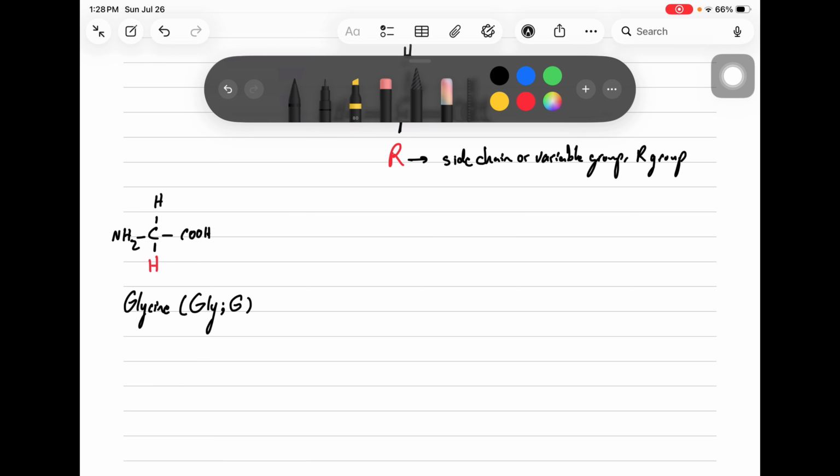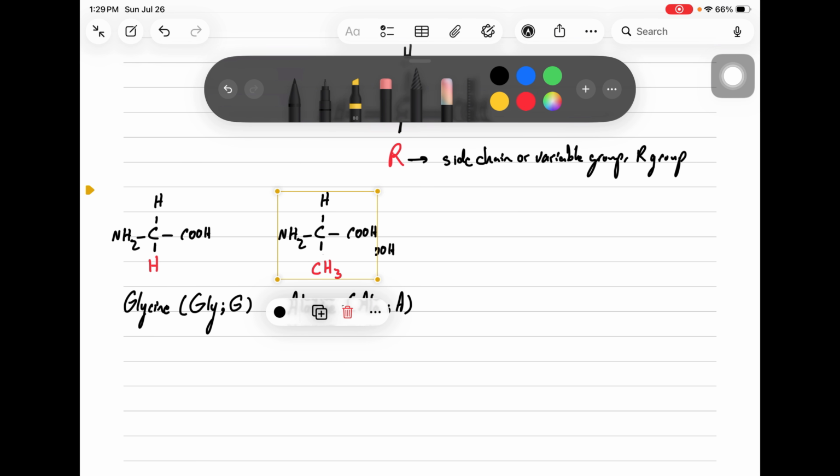Now let's move on to the next nonpolar amino acid that we have here. As we said, all amino acids have the exact same structure. The only thing that differs is your side chain. So we're going to have the same exact structure here. We're going to remove the side chain and put a methyl group there, and we're going to call it alanine. We're going to show it with ALA and with the letter A. This is basically the alanine amino acid. It's another nonpolar amino acid.